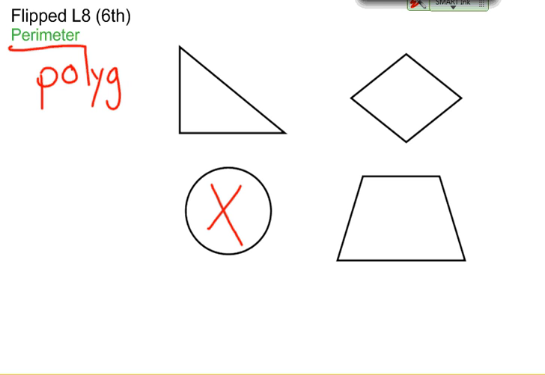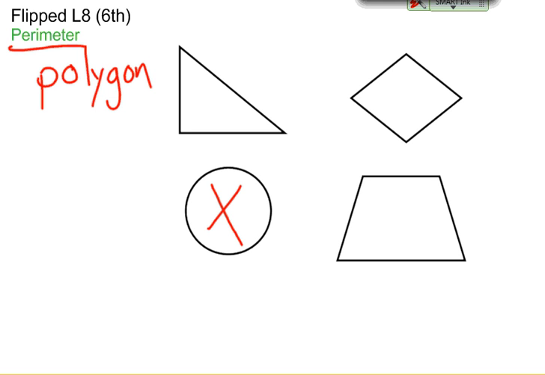Polygons, poly means multi or many, and so you need many-sided figures. And a circle technically only has one side. Some would say it doesn't have any sides because it's a curve. And so a circle does not fit. Now there is a way to find the distance around a circle, which is called circumference, but that's a different lesson. So we're looking at perimeter. Perimeter applies to polygons, and so shapes that have more than one side, and of course we're not dealing with any type of curve in that shape at all.